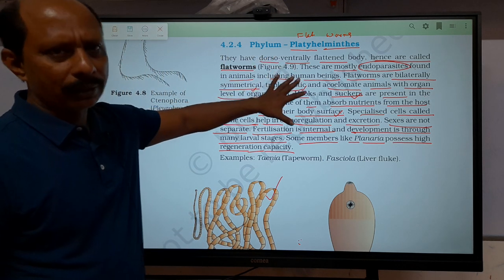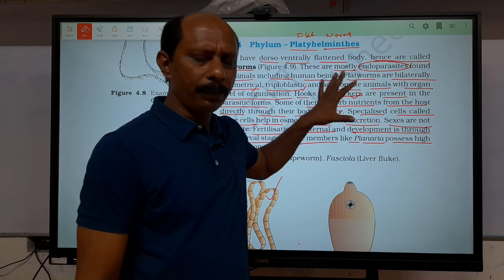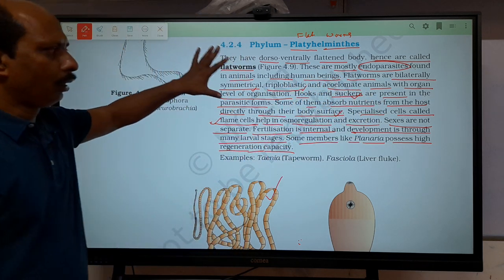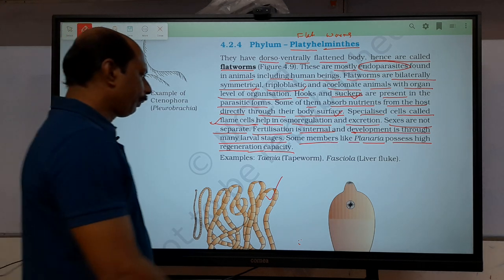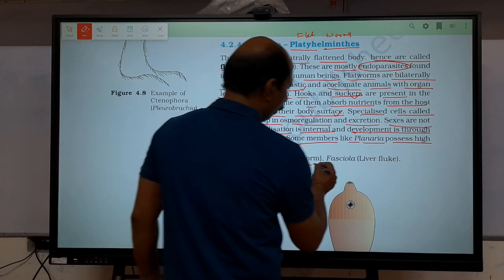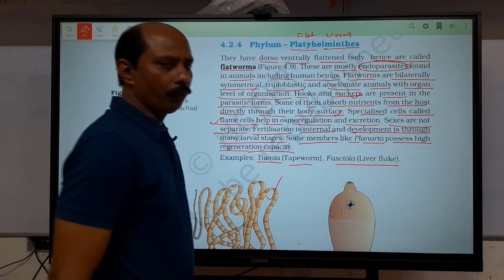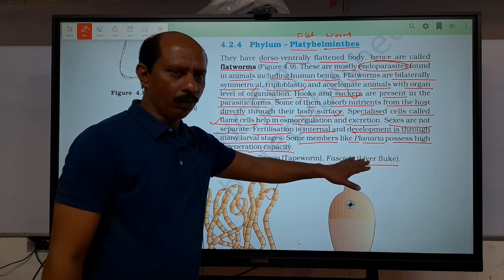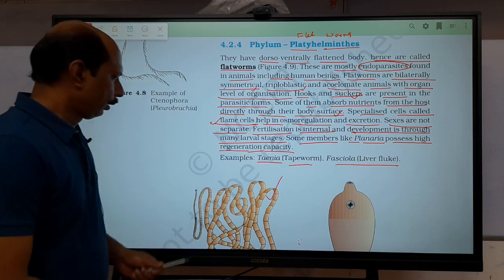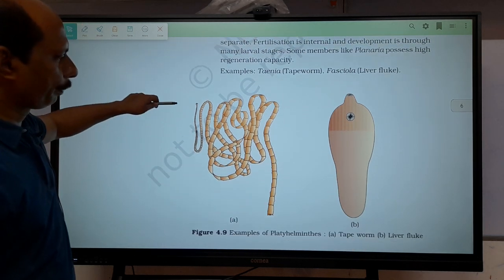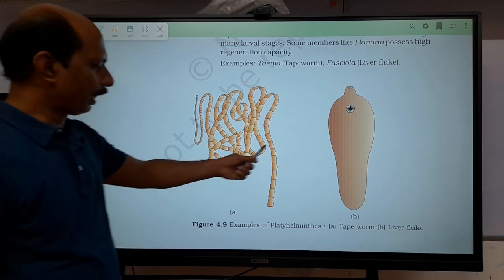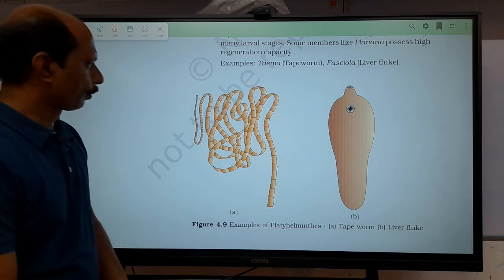Very basic characteristics are given in NCERT. You need only the basic characteristics; we need not go very deep. Examples are given here: Taenia, tapeworm, and Fasciola hepatica, that is liver fluke. We can say liver fluke. These two examples are given for Platyhelminthes: tapeworm and liver fluke.